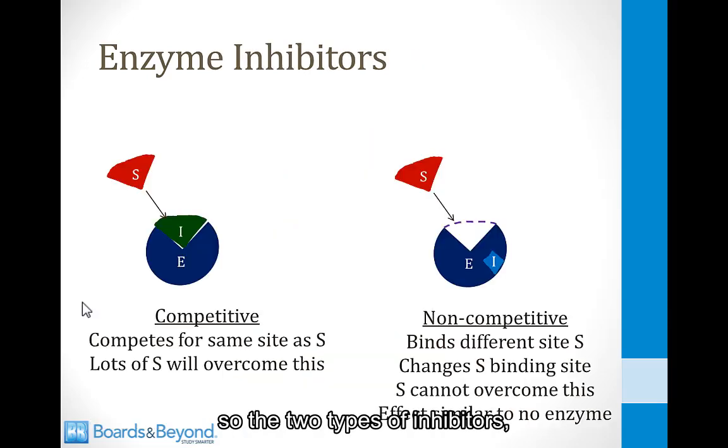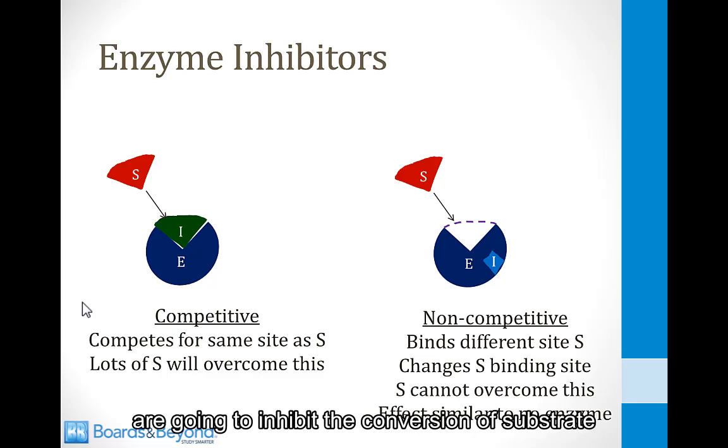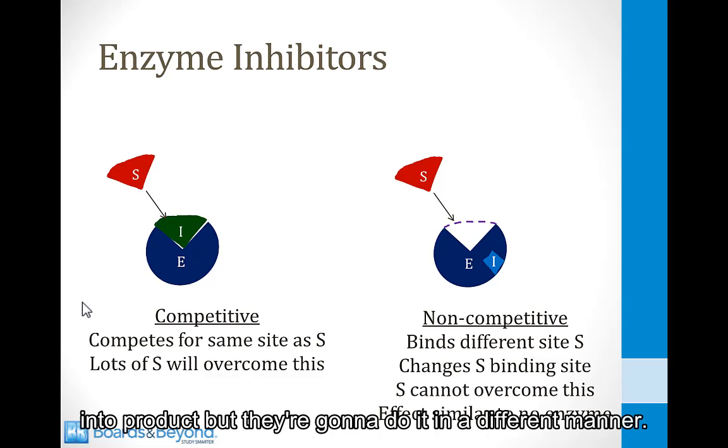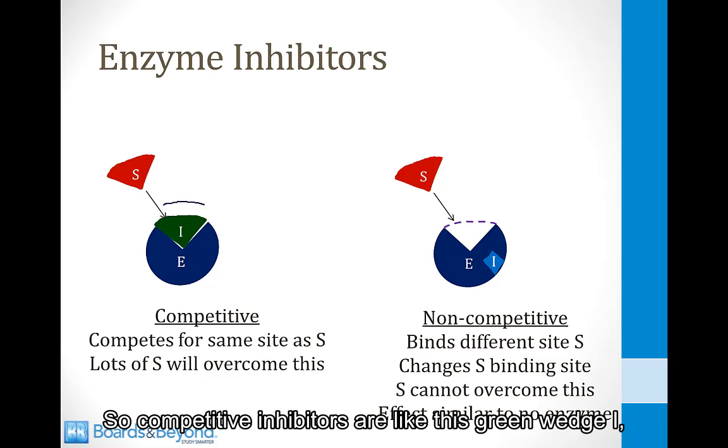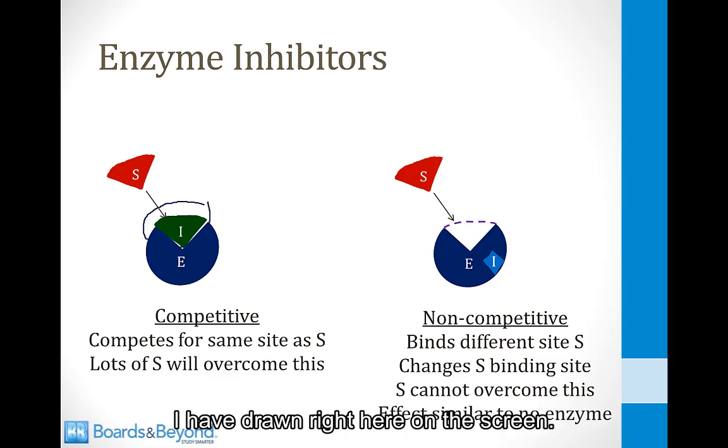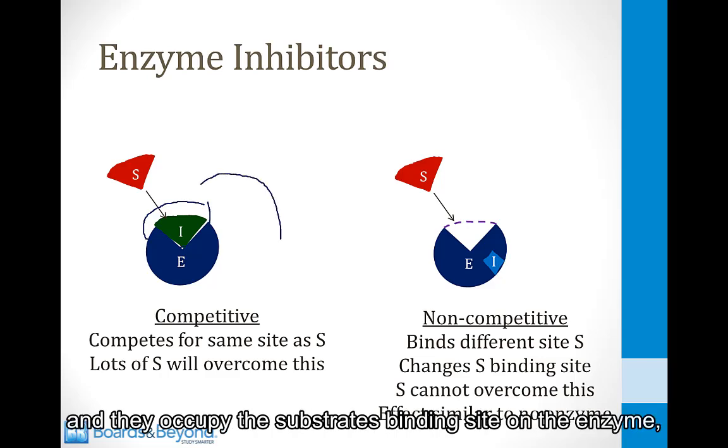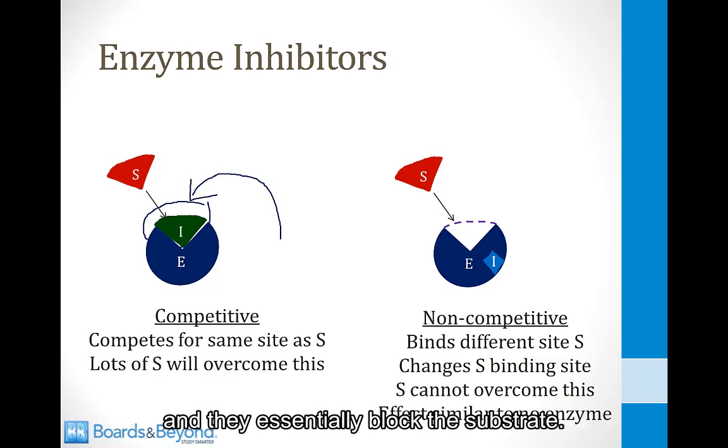So the two types of inhibitors, competitive and non-competitive, are going to inhibit the conversion of substrate into product, but they're going to do it in a different manner. So competitive inhibitors are like this green wedge I've drawn right here on the screen. They have a similar shape to the substrate S, and they occupy the substrate's binding site on the enzyme, and they essentially block the substrate. So they compete for the same site as S.